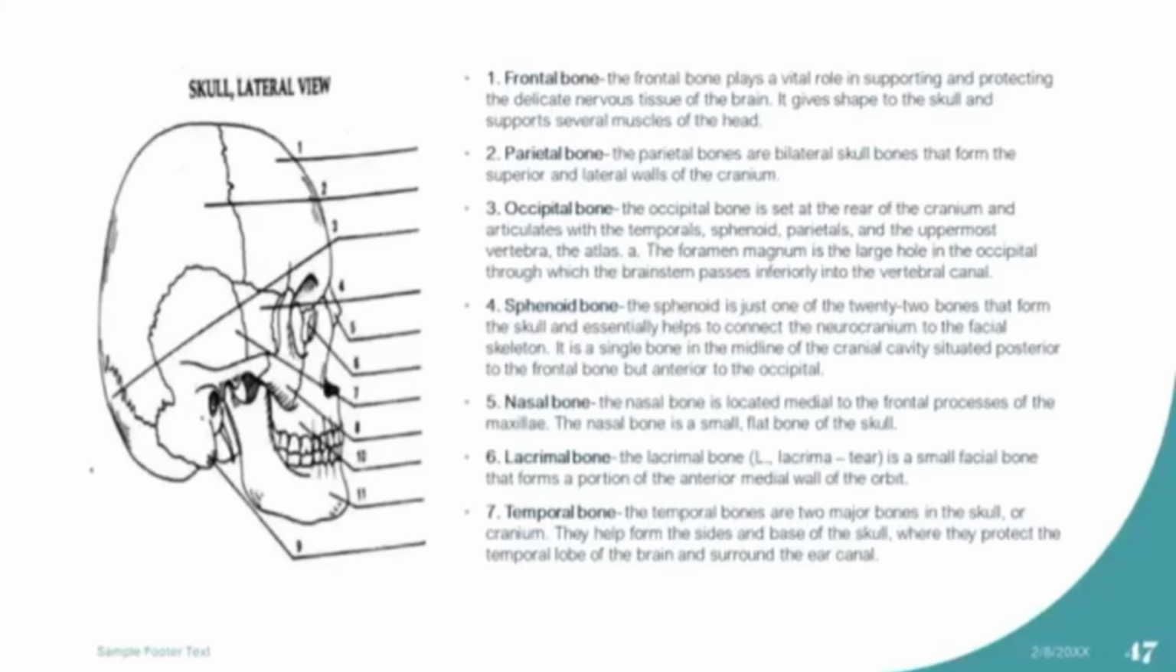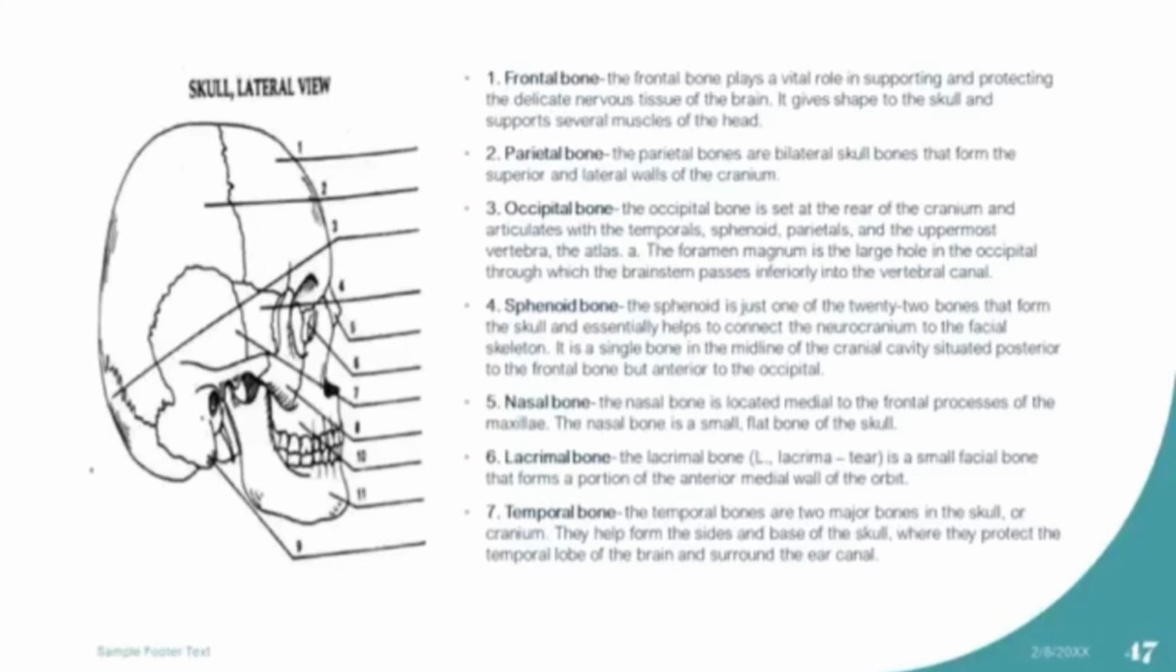The nasal bone is located medial to the frontal processes of the maxillae. The nasal bone is a small flat bone of the skull. 6. Lacrimal bone. The lacrimal bone is a small facial bone that forms a portion of the anterior medial wall of the orbit. 7. Temporal bone.